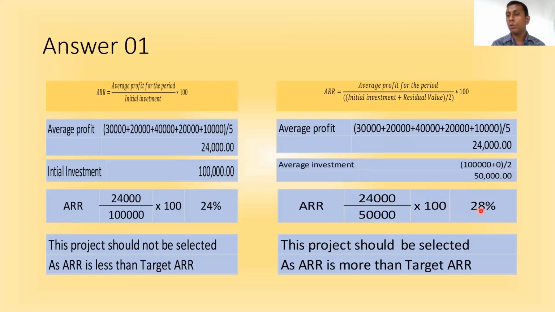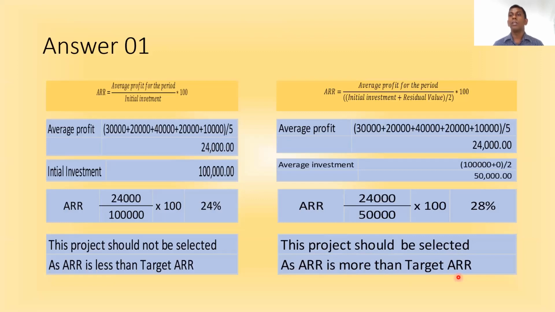It is not 28%, so this should be 48%. Check the calculations, okay? This should be 48%, and 48% means it's more than the 35%. So if you calculate accounting rate of return based on average investments, this particular project can be selected. This project should be selected as ARR is more than the target ARR.